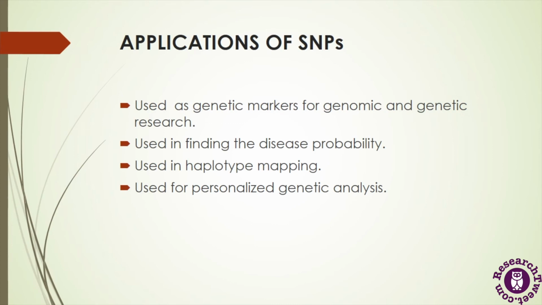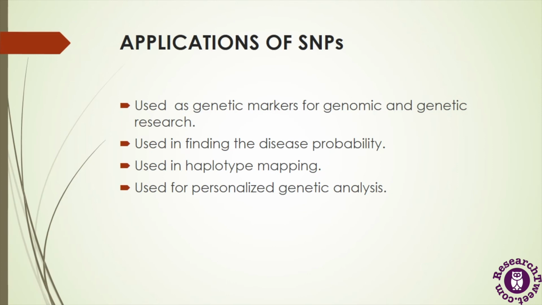Now let's understand the applications of single nucleotide polymorphism. Basically, they are used as genetic markers for different genomic and genetic research. We know that they are found in all organisms of a single species, so they are the best genetic markers used by genetic and genomic researchers.